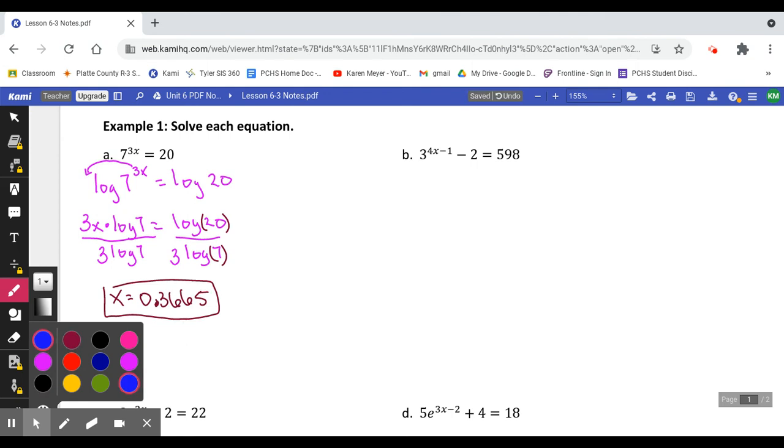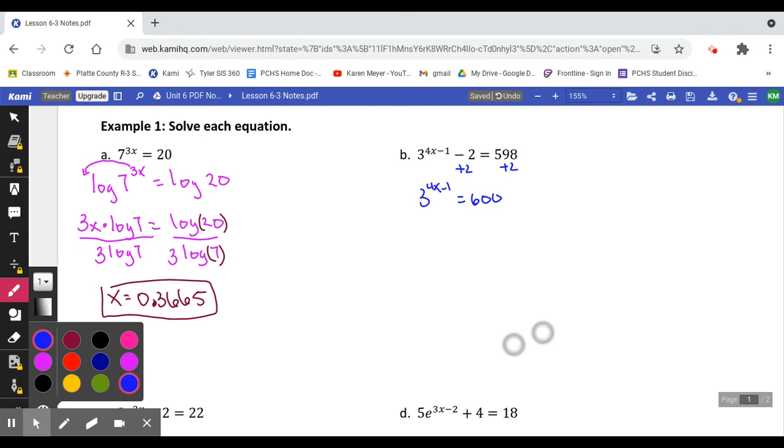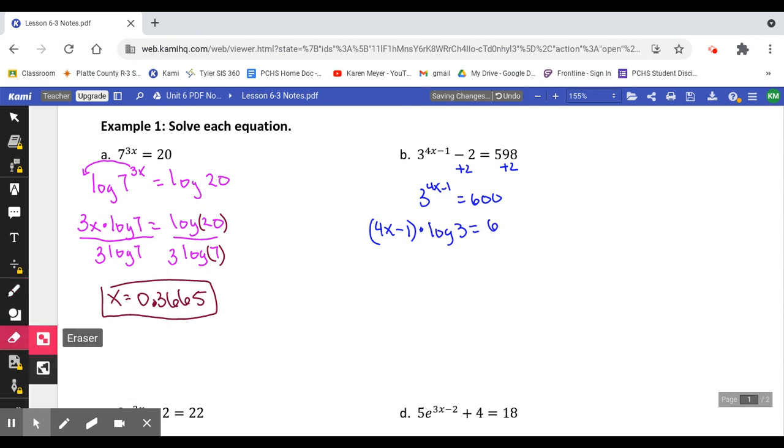Okay, next problem. Before I can put a log on both sides, I need to get rid of that minus 2 first. So I'm going to get rid of the minus 2 by adding 2 over. So 3 raised to the 4x minus 1 equals 600. And then I'm going to put a log on both sides. And when I put a log on both sides, I get to move my exponent out in front. So 4x minus 1 times log 3 equals log 600.